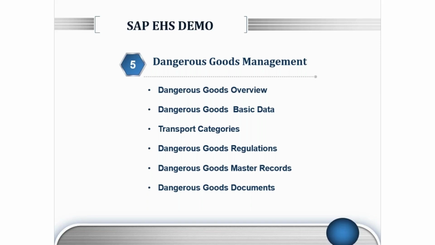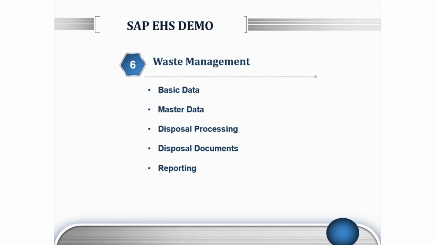Okay, this is our dangerous goods management. Again, like I told earlier about waste management, waste management is going to address the type of waste which we are generating. We can create a waste code. Depending on what type of waste I am generating, I can create a particular waste code for each type of waste. And then I can create the data related to that.